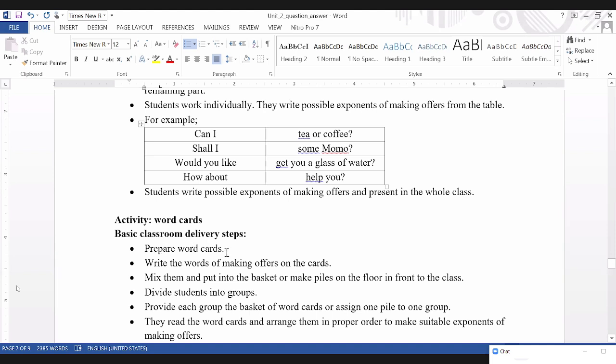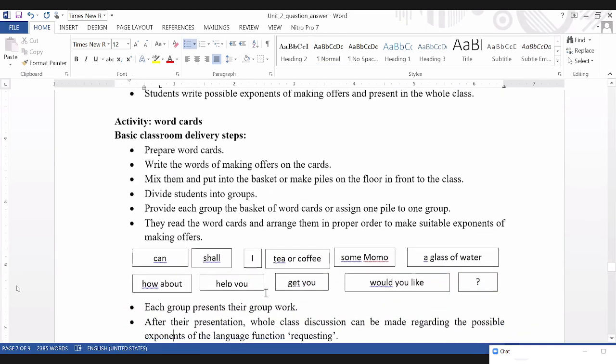So first prepare word cards. Second, write words of making offers on the cards. Mix them and put them into a basket or make piles on the floor in front of the class. Divide students into groups. Provide each group a basket of word cards or assign one pile to one group. They read the word cards and arrange them in proper order to make suitable exponents of making offers.